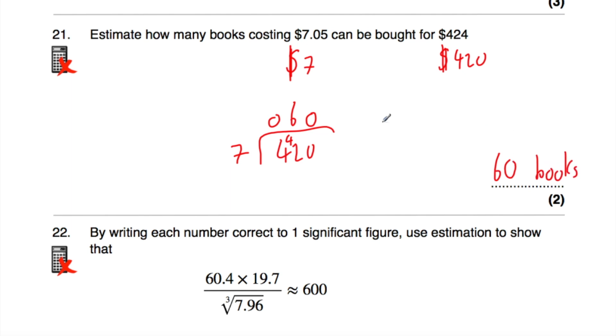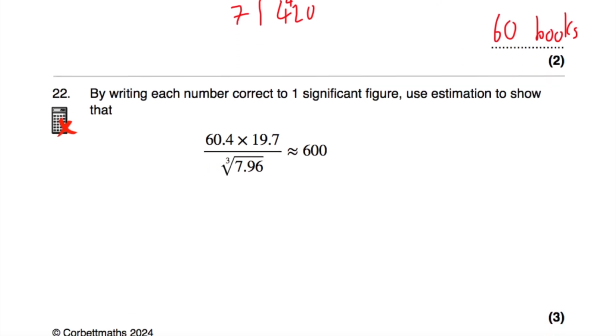So 60 books. And let's just check and see how many can actually be bought. If we have $424 and we divide it by 7.05, that's equal to 60.141 and so on. You don't actually have enough money for the 61st book, so the answer actually would be 60 books. That's quite a good estimate there. Okay, let's look at our next question, question number 22.